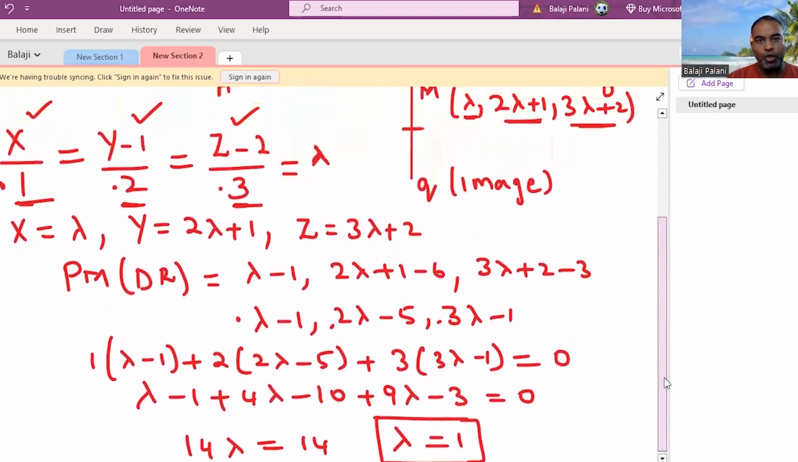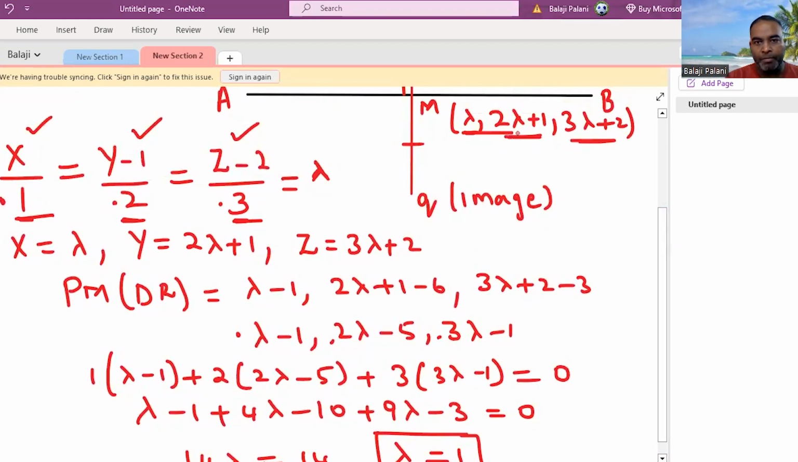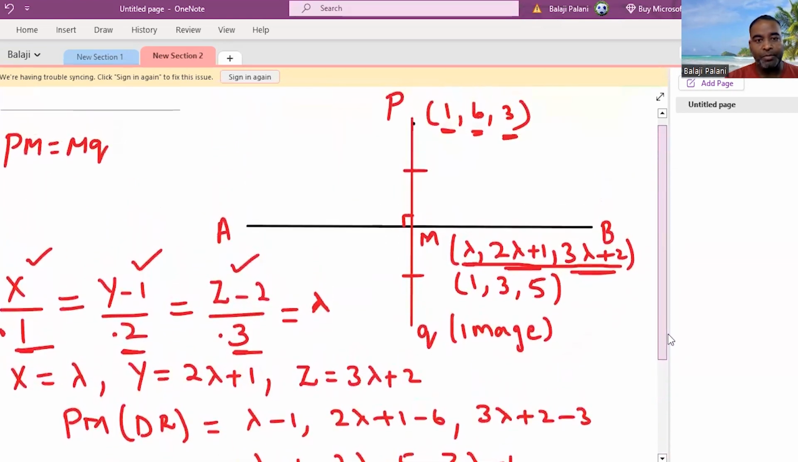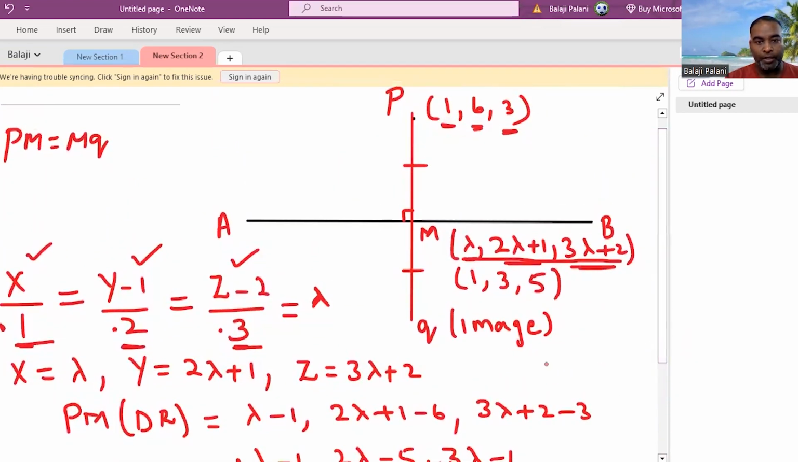Now you get the coordinates of the point M if you replace lambda by 1. So the point M will be 1, 2 into 1 plus 1, which is 3, and 3 into 1 plus 2, which is 5. The coordinates of point M are (1, 3, 5). How did we get that? We replaced lambda by 1, which we just found. Now, the point M, as I told, is the midpoint of the points P and Q.